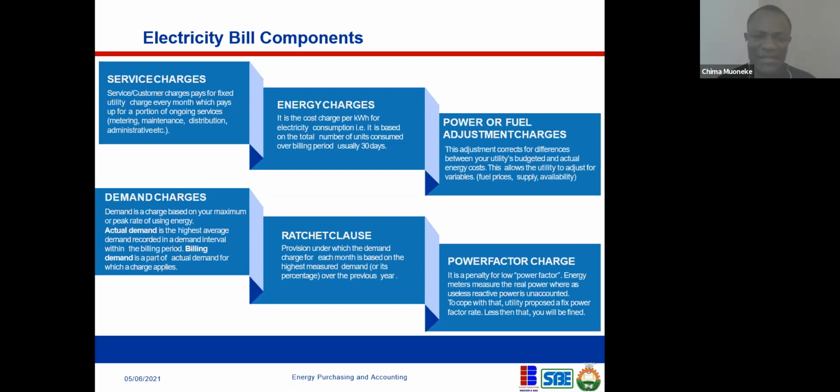And in most cases, it is fixed. If you remember very well, around 2013 or 2014 downwards, we had a fixed component on our electricity bill. So every month there's an amount of money that you pay, whether you use electricity or not. So that is the whole essence of service.